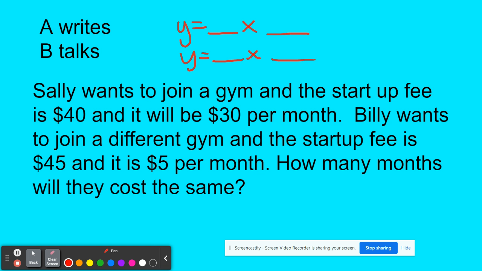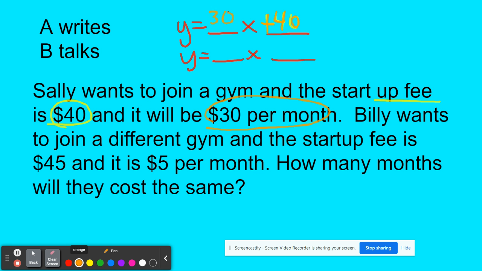Remember, the slope is what's changing from month to month, from second to second, from minute to minute. That's the change that's happening. The y-intercept is your flat fee, the flat beginning rate. So when I read this, startup fee of $40 plus 30x. And then what's your $30 per month?